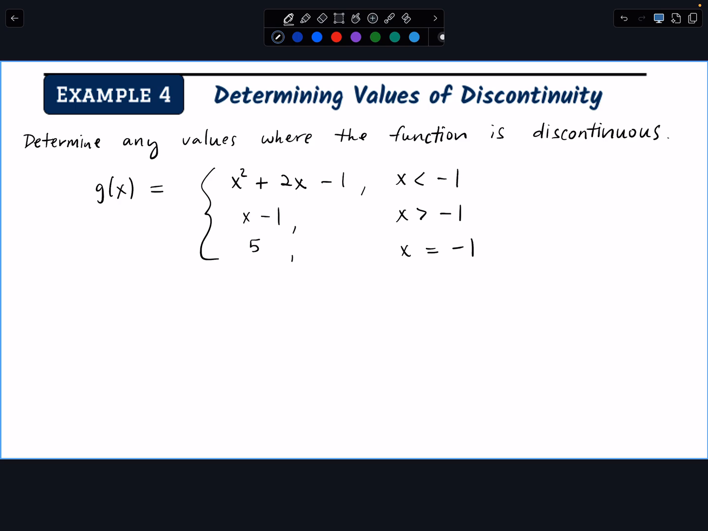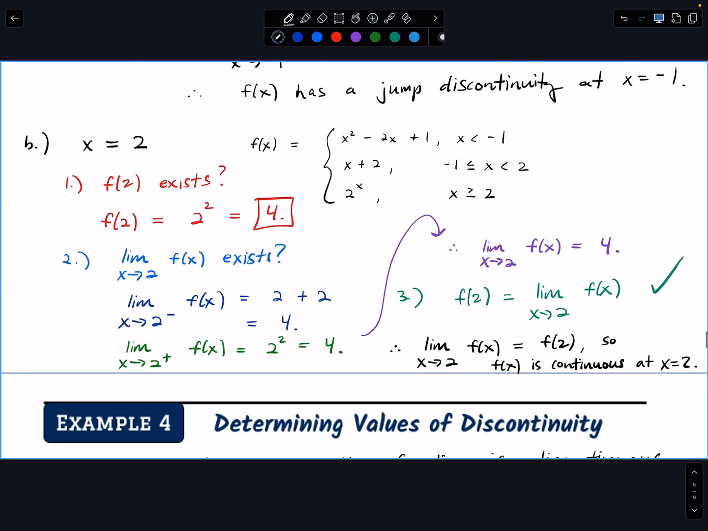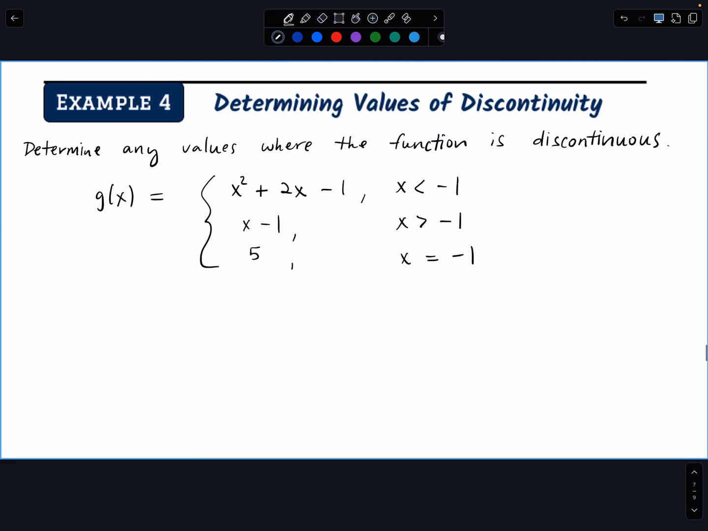Okay, so do you guys agree the only value I need to check is -1 because that's the number that's in all three pieces? Does that make sense? If you're doing something similar here, you'd have to check -1 and 2 because those are the only places where things change. The reason is that we can assume it's continuous everywhere else. Do you agree this function right here is quadratic? Quadratics have a domain of all real numbers, so that's continuous everywhere. This is linear, so it's continuous everywhere. This is constant. It's continuous everywhere. But just where it breaks, things might happen.